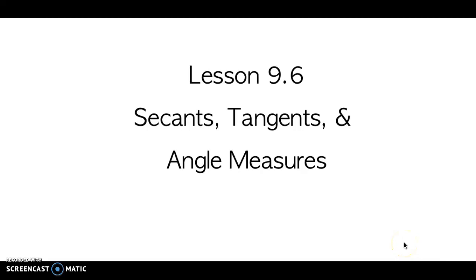Alright, we started this lesson last Friday, or I guess last Thursday, but we really didn't get into it very much, so let's go. Alright, so 9.6 secants, tangents, and angle measures.